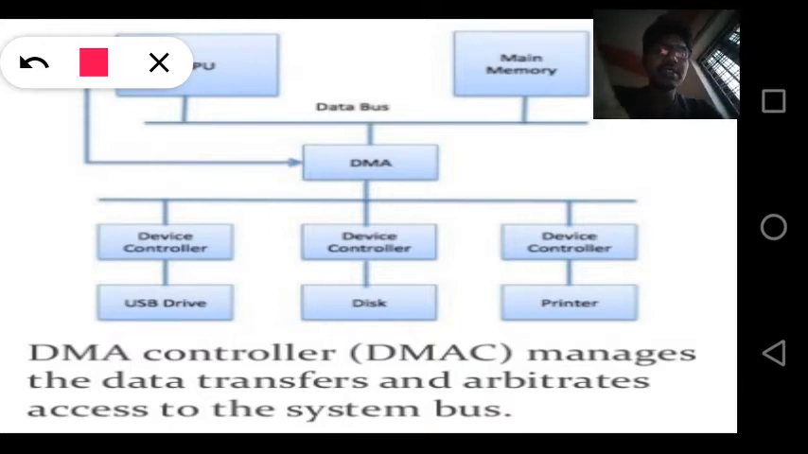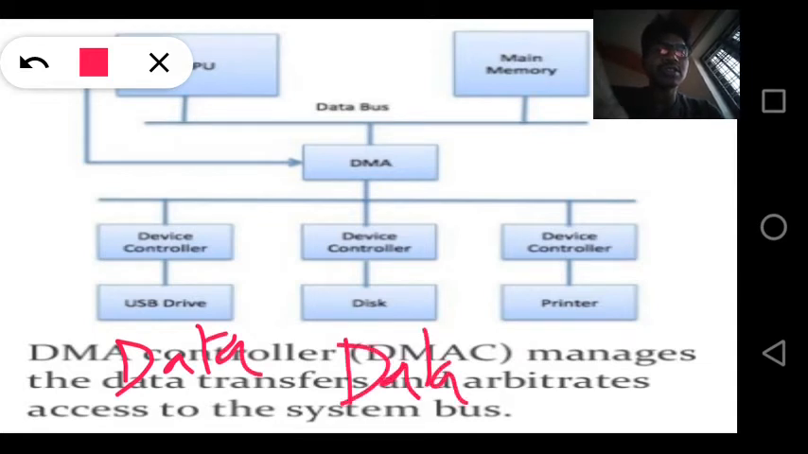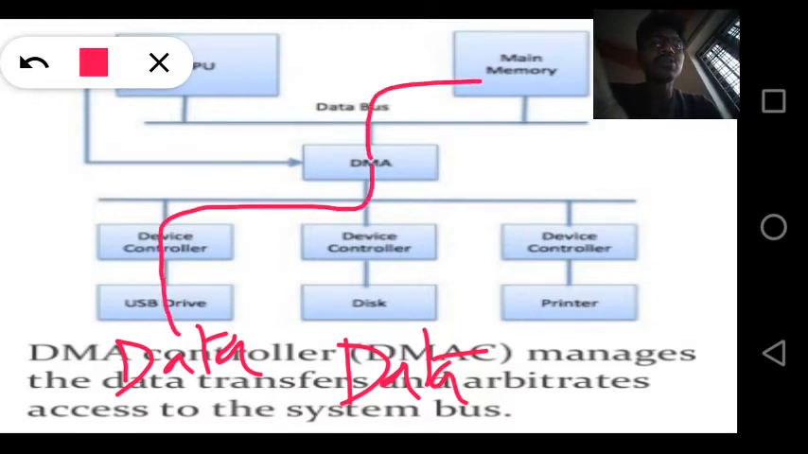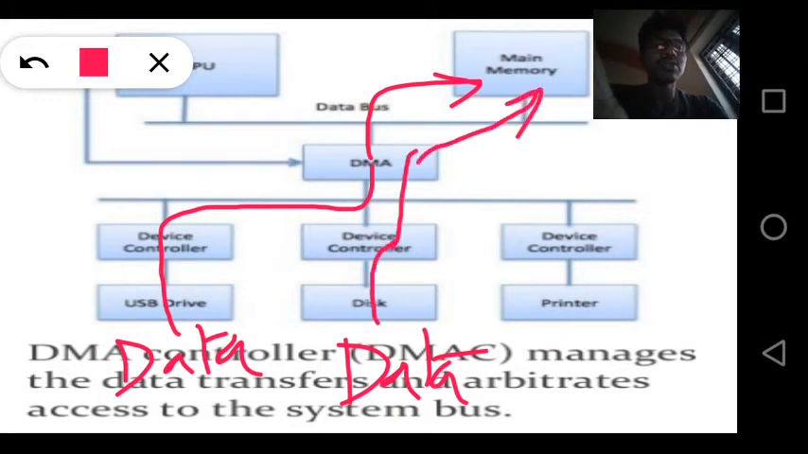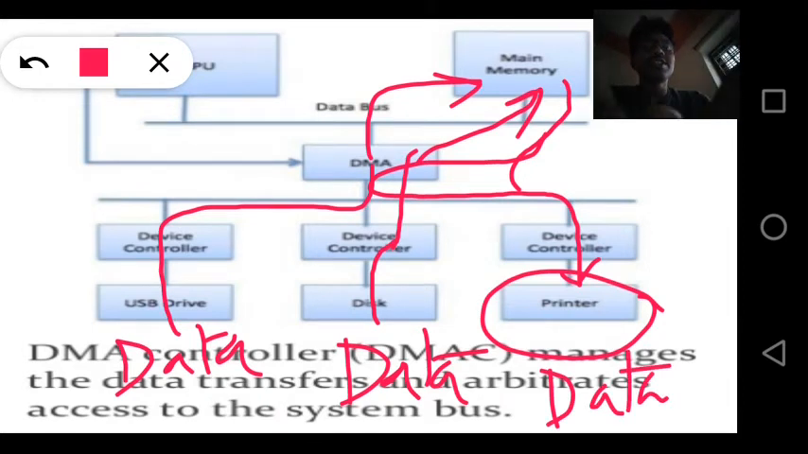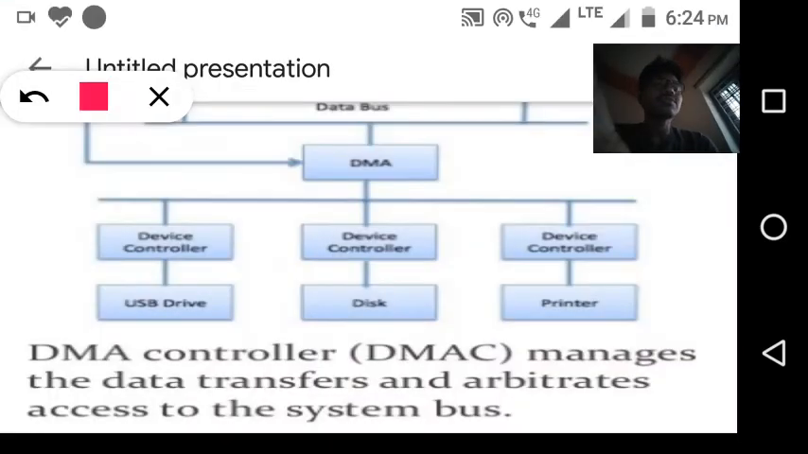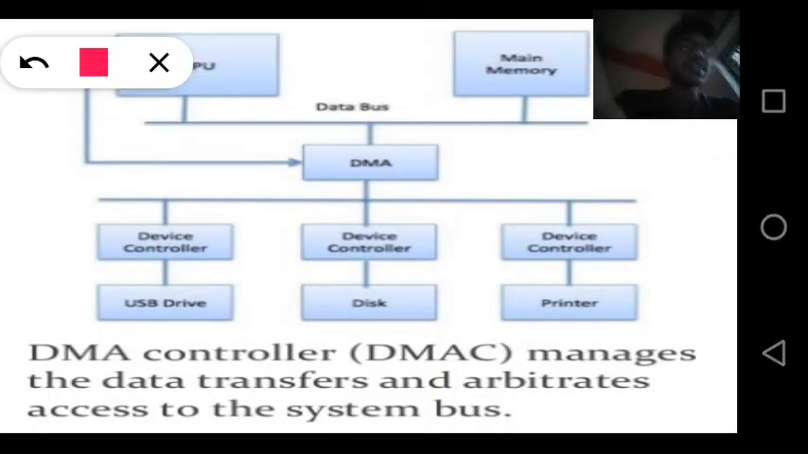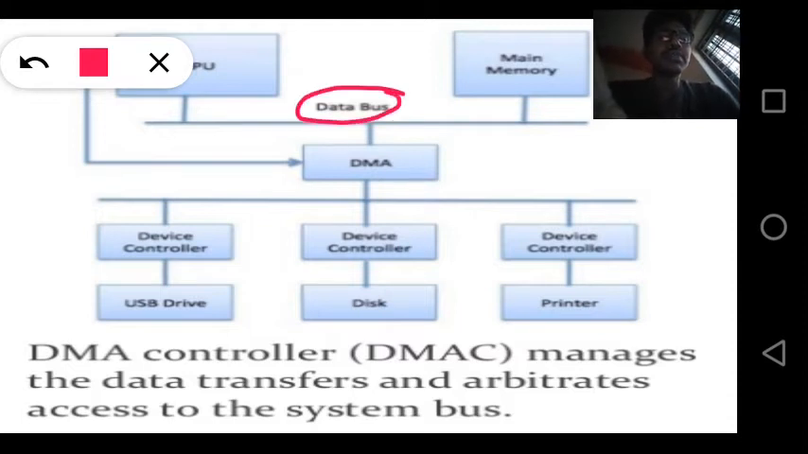So the goal is, the data is here. This data has to be transferred via DMA to main memory. How? And from main memory, via DMA, data has to go to the printer. So here everything revolves around DMA. DMA manages the data transfer by using the data bus.